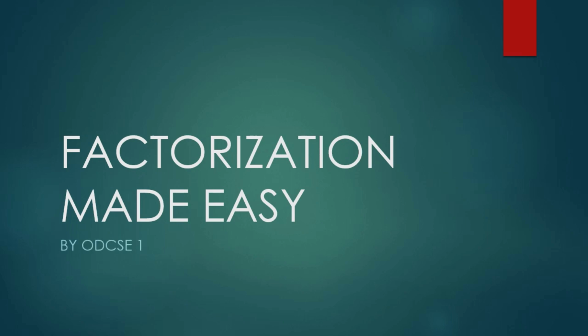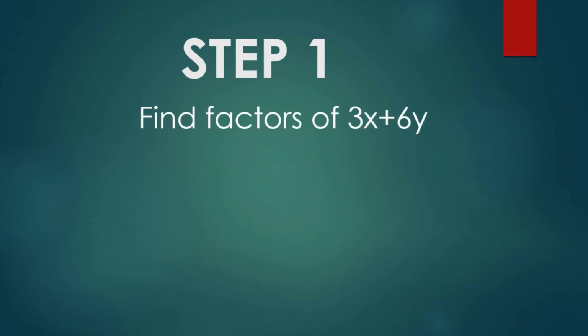Here we have a step-by-step process. Step 1, find the factors of 3x plus 6y. That's the exercise we'll be doing today. We're showing you how to break it down using factorization.